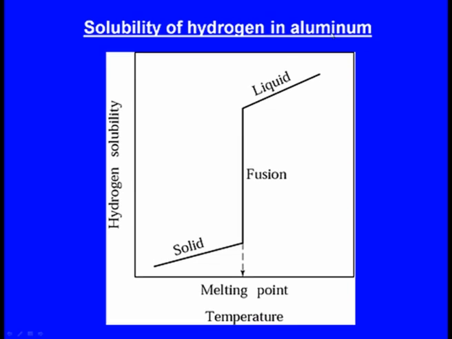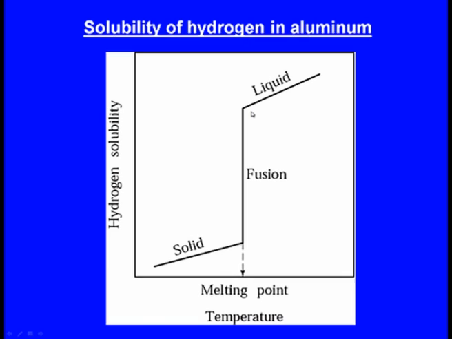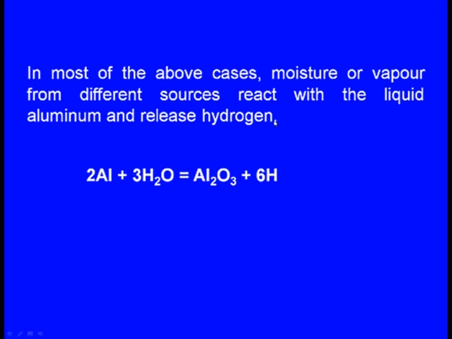Now, here we can see solubility of hydrogen in aluminum. In the solid state, you see the hydrogen solubility is this much. Whereas, once it is a liquid metal, the hydrogen solubility is 4 times or even 5 times. In most of the above cases, moisture or vapor from different sources react with the liquid aluminum and release hydrogen. You can see here aluminum and water reacting, aluminum oxide and nascent hydrogen is released. This nascent hydrogen can do harm to the casting. It can go inside and form molecular hydrogen and cause cold cracking or hydrogen induced cracking, or it can also cause blistering.